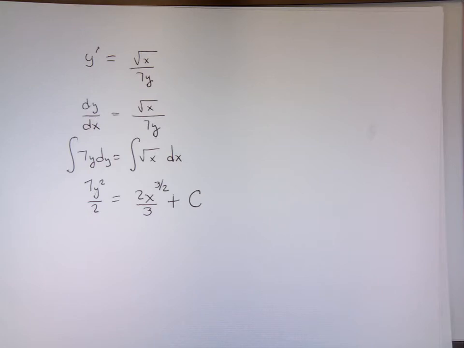I would leave it like that. You could multiply by 2, you could divide by 7, you could take the square root. I'm not sure what WebAssign wants. Okay? Any other questions at all? Chapter 6, chapter 7, whatever.